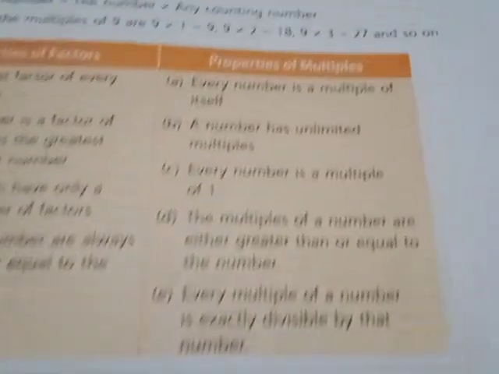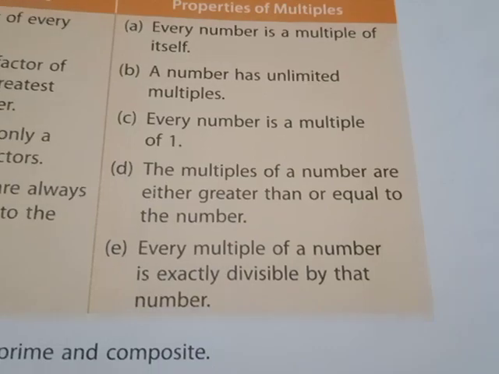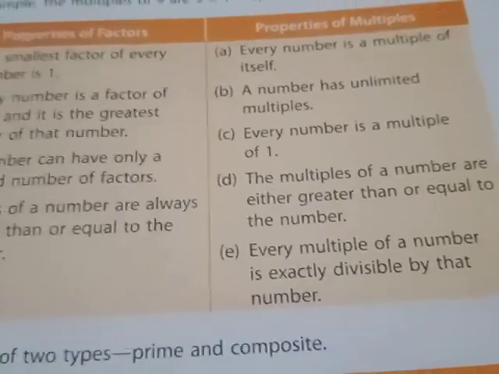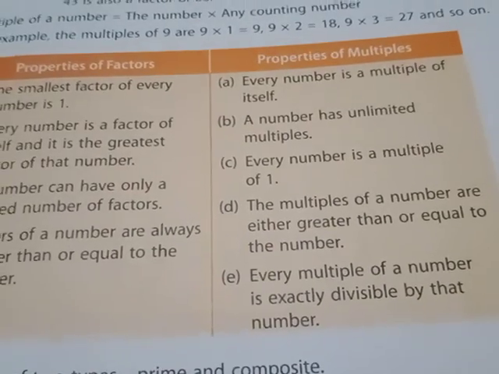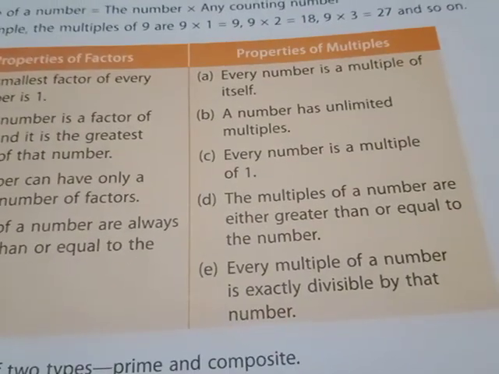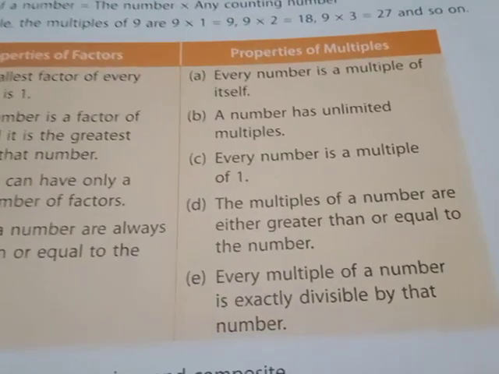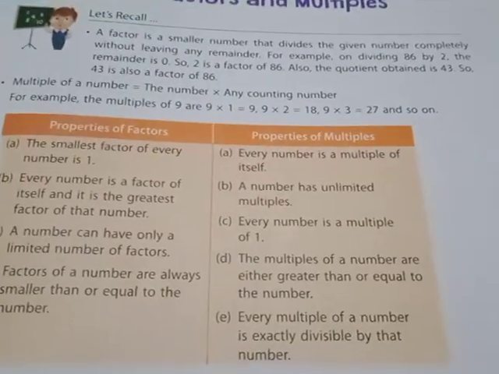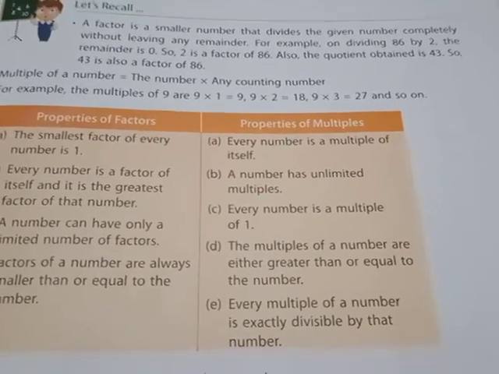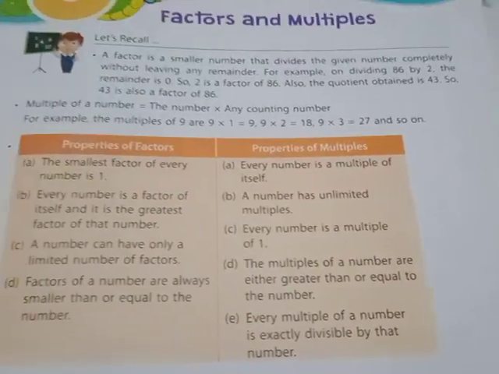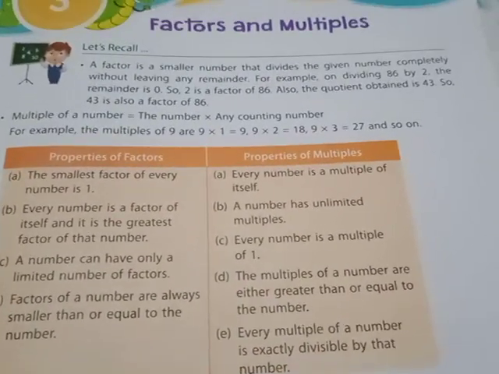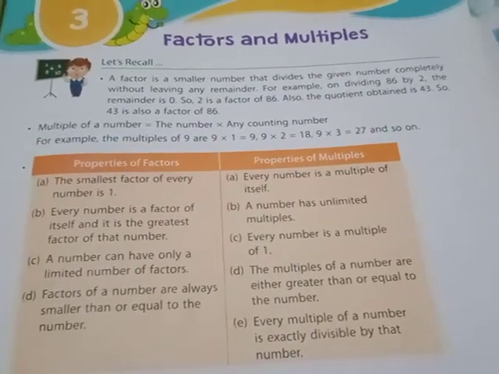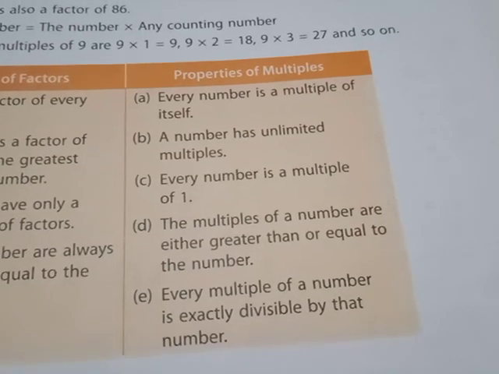So this is your last point. How can you say 24 is a multiple of 8? Because 24 is completely divided by 8. No remainder is left there. And how can you say 26 is not a multiple of 8? Because 26 is not completely divisible by 8. There will be 2 remaining there. So the properties of multiples are also clear.